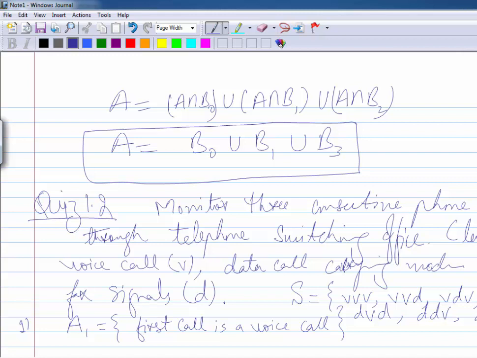Now if I have to write the answer here, the first call is a voice call. I can choose the first outcome because the first call is voice. Again I can choose the second one, and similarly the third one, and also the fifth one. So there are 4 outcomes in which the first call is a voice call.